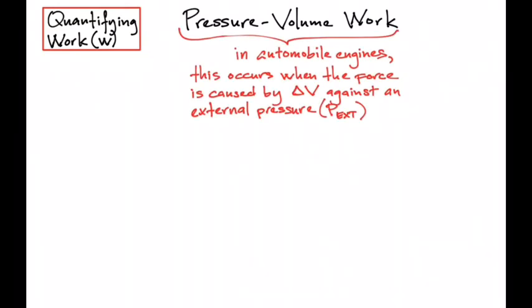In automobile engines, this pressure volume type of work occurs when the force is caused by a change in volume against an external pressure. And so basically in a car engine, you're injecting fuel or gas fuel into the cylinders. And then the fuel gets burned in the process, which is basically a type of combustion reaction. So this combustion reaction generates pressure. And this pressure results in the expansion of the volume. And when that volume expands, the pistons inside the cylinder move up and down because of this change in pressure. And so that's basically how automobile engines work.